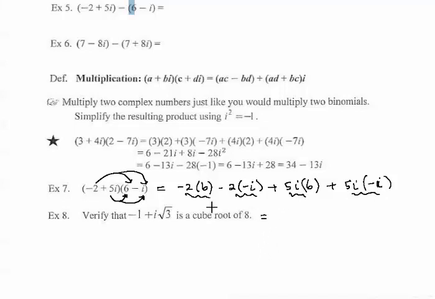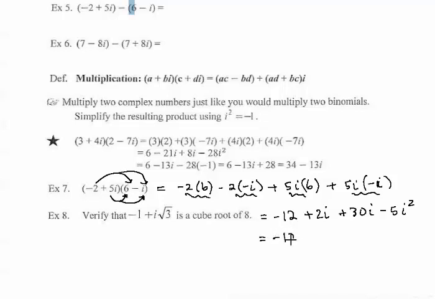Now we want to go back and clean it up. -2 times a 6 is a -12. These two terms in the middle are both imaginary parts, so we can add them together. We have a 2i minus minus, so it's a positive 2i. And then we have a plus 30i, 5 times 6, i. And this last one is going to end up giving us a minus 5, because the i had a minus in front of it. And it's also going to have an i squared.